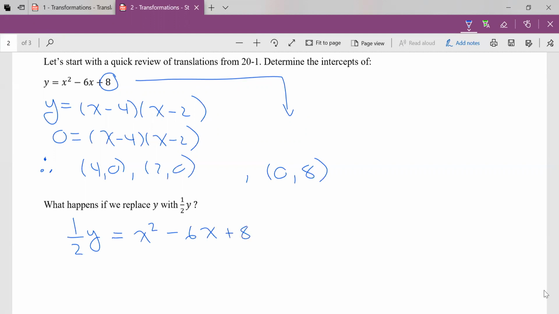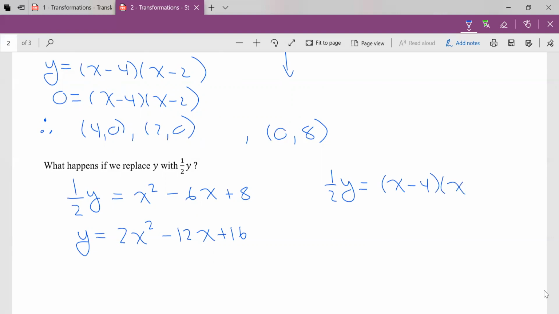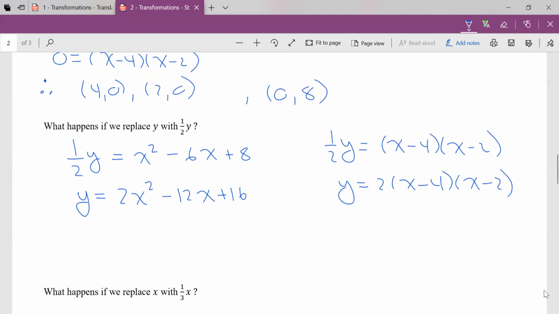Now, how is that replacement going to affect our graph? Well, let's find out. I'm not used to seeing things as 1/2 y. I like just y. So let's multiply both sides by 2. And that'll get y isolated like I'm used to. Okay, so there's our equation in standard form. What about if we did this in our factored form? So again, replace y with 1/2 y. Multiply both sides by 2, to maintain that equality. There it is.